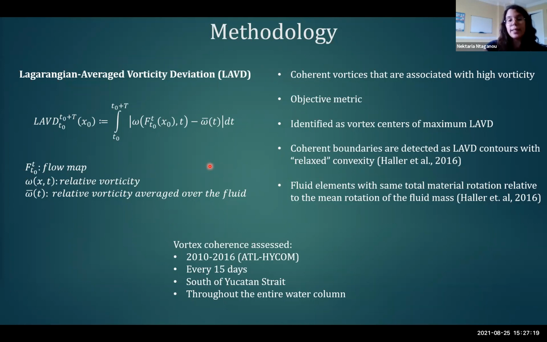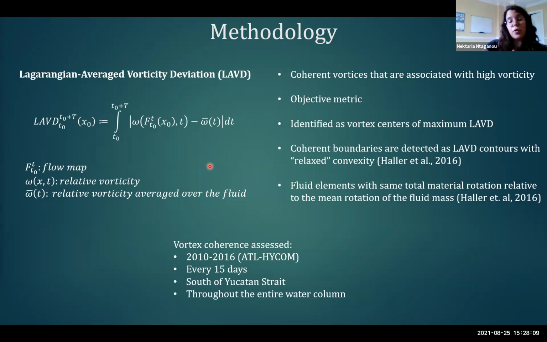From this metric, we can identify vortex centers as LAVD maxima and identify the coherent boundaries as the outermost convex level sets of LAVD. So in theory, coherent vortices must be convex, but in reality, in order to implement this method in the real ocean, the convexity is a little bit relaxed and some flexibility is allowed. So I used LAVD to assess vortex coherence from 2010 to 2016 using the velocity fields from Atlantic HYCOM, every 15 days, south of the Yucatan Strait and throughout the entire water column.